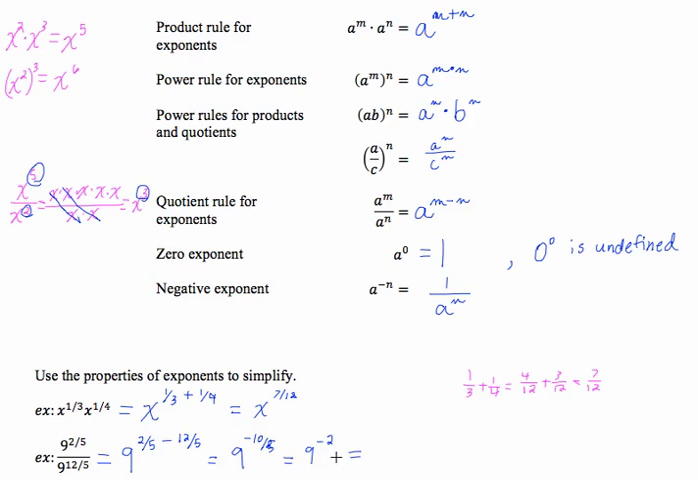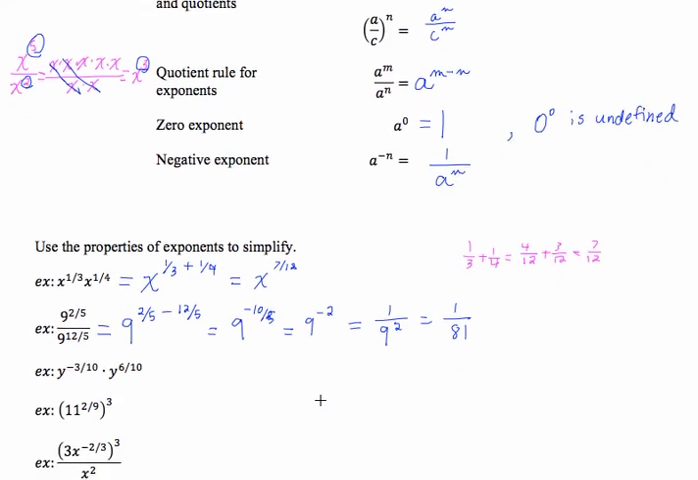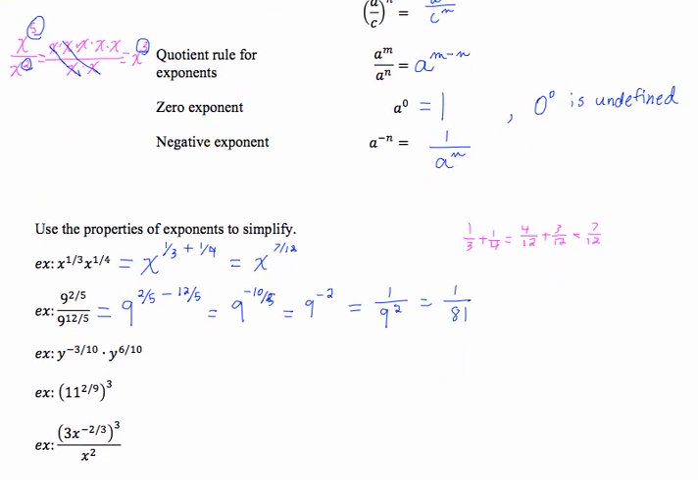Well, we can keep going from there because now we have a negative exponent, which we can rewrite as a positive exponent using this last rule. That's equivalent to 1 over 9 to the positive 2. And 9 squared is 81. So there we have it. Okay, make sure that you're pausing the video and trying all these on your own first, as always.